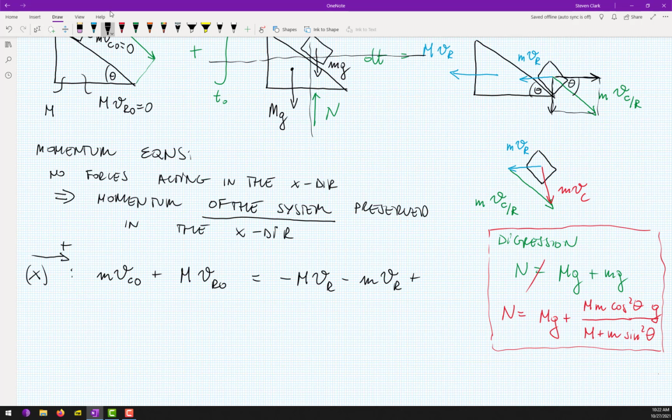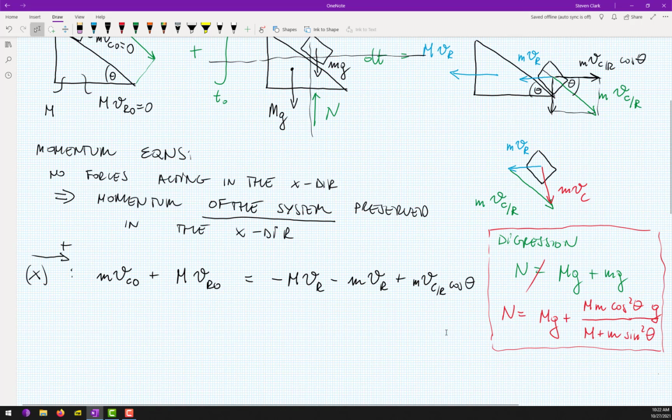So if theta is here, I believe that theta will be here as well. So that would be, am I right? Theta here, yes. So that would be m v_cr cosine theta, yes? Okay, so that would be plus m v_cr cosine theta. All right. And these guys are 0, yeah? This is 0, and this is 0. So we ended up with 0 is equal to minus m v_r minus m v_r plus m v_cr cosine theta.